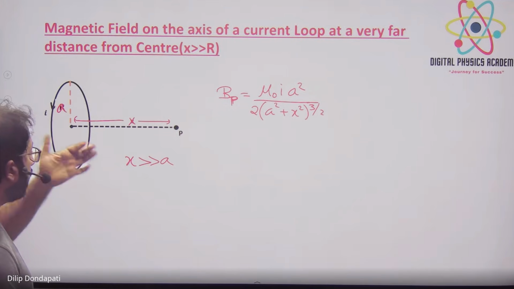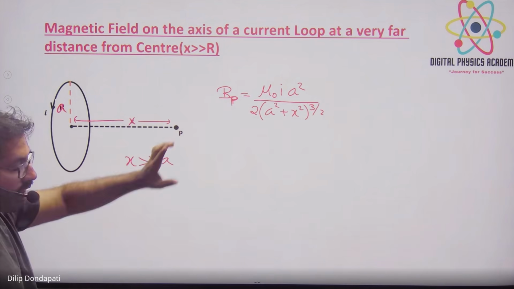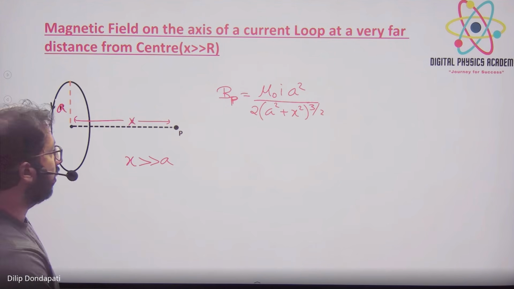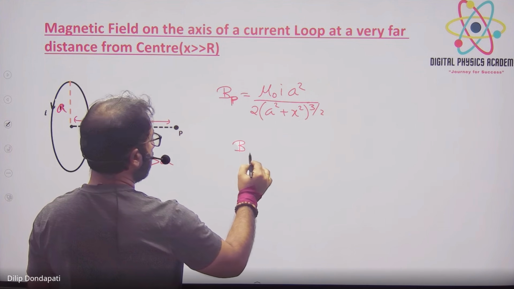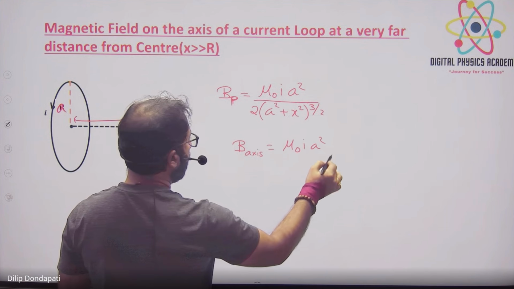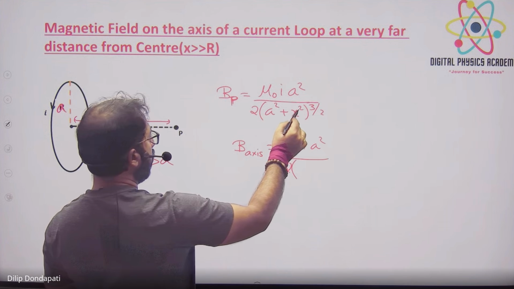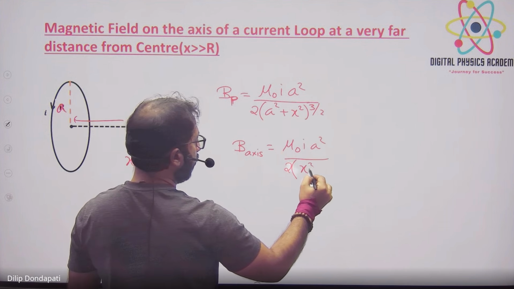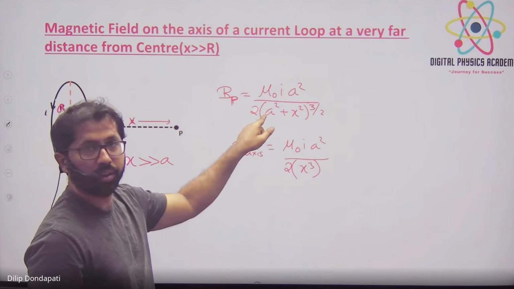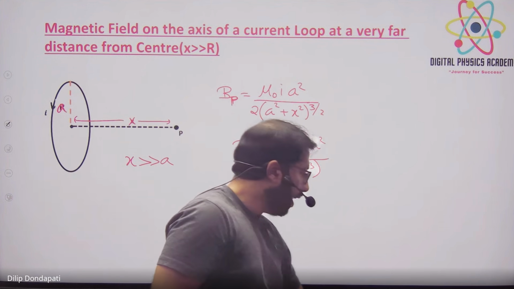So x is much greater than a means the distance is much greater than a, meaning a is very small. Which one will we neglect, a or x? Which one do we have to neglect? a, right? So B at axis is equal to mu naught I a square by 2 times x square whole power 3 by 2, that is 2x cube. Compared to x, a is small, that's why we are removing it. Okay, now let us bring this to a formula form.